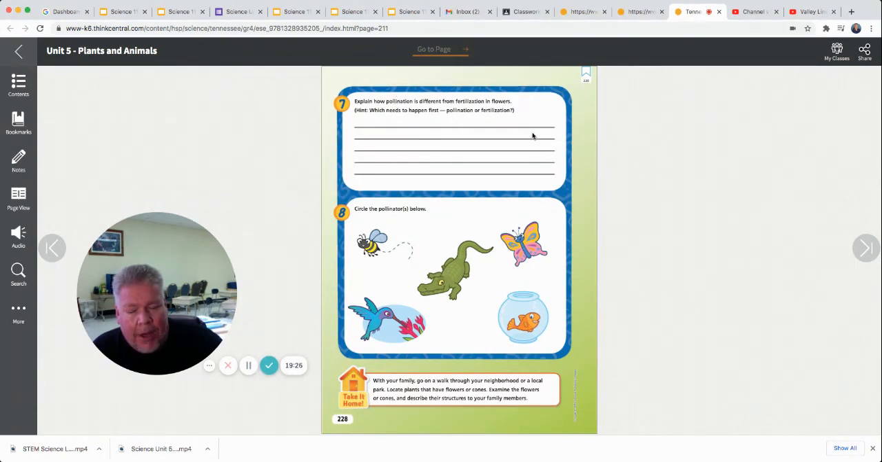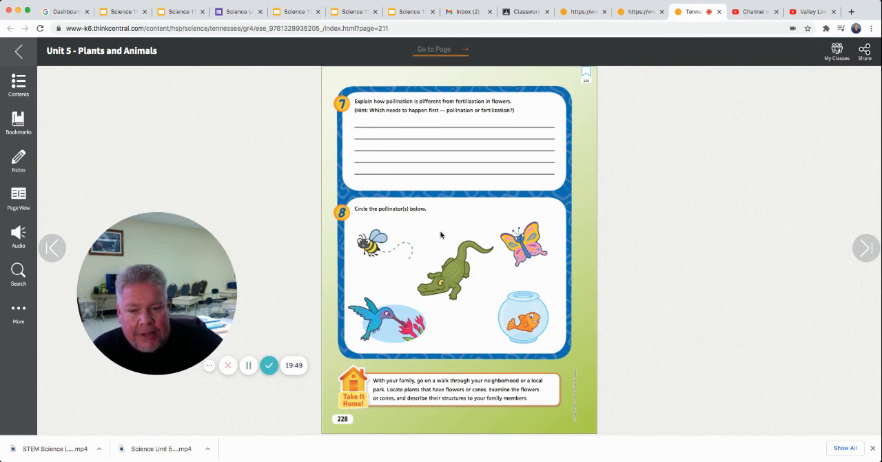Fertilization is when that pollen gets from the stamen of one flower to the pistil of another and goes down inside, and it starts forming seeds down inside the pistil, and that's called fertilization. So pollination is moving the pollen. Fertilization is when that pollen gets inside the pistil and starts forming seeds.